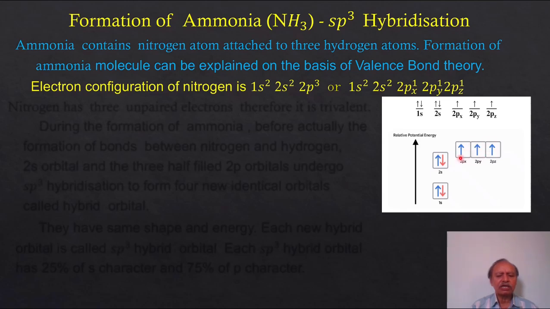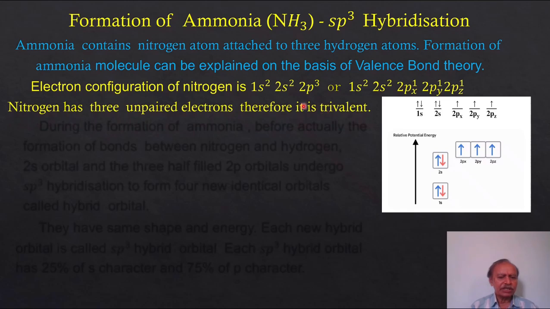You find that there are 3 unpaired electrons. The number of unpaired electrons is 3. Because of the presence of 3 unpaired electrons, the nitrogen atom is said to be trivalent. Tri means 3, so it is trivalent. That means the valence of nitrogen is 3.